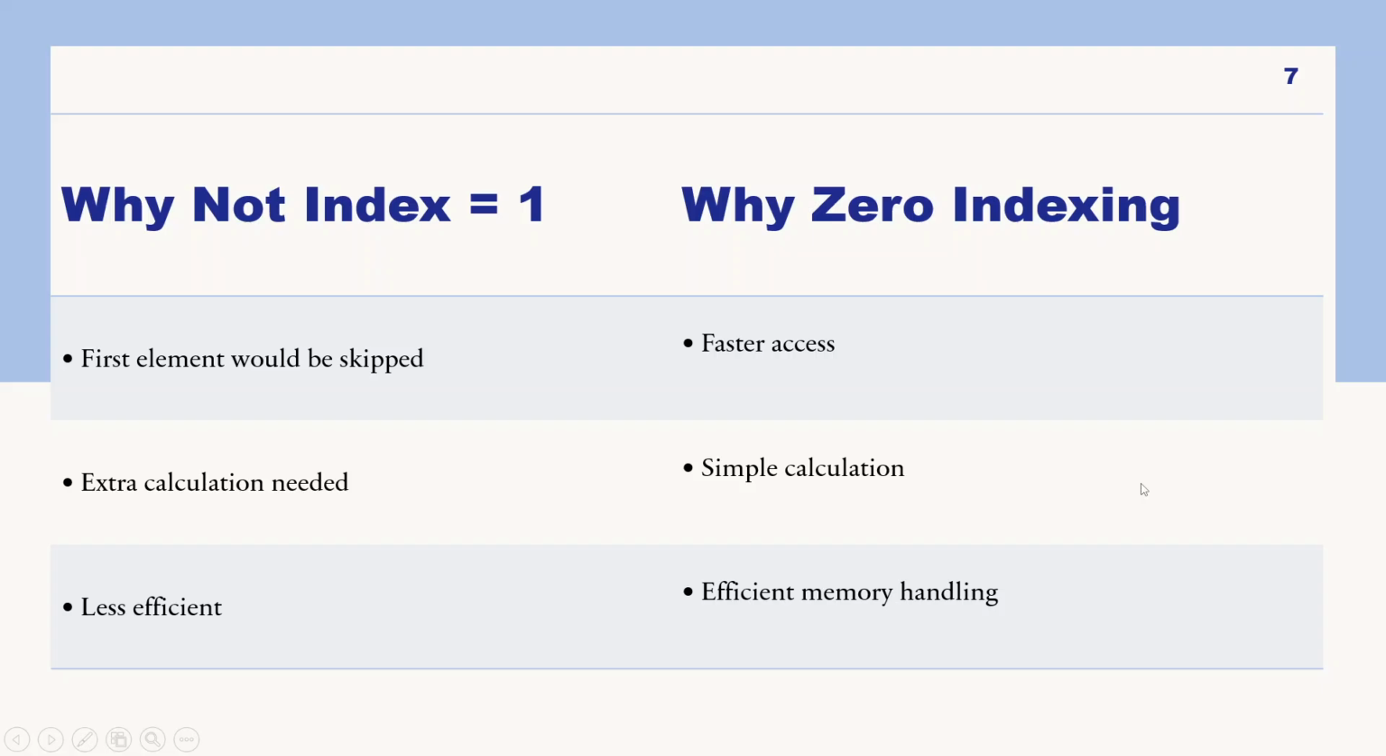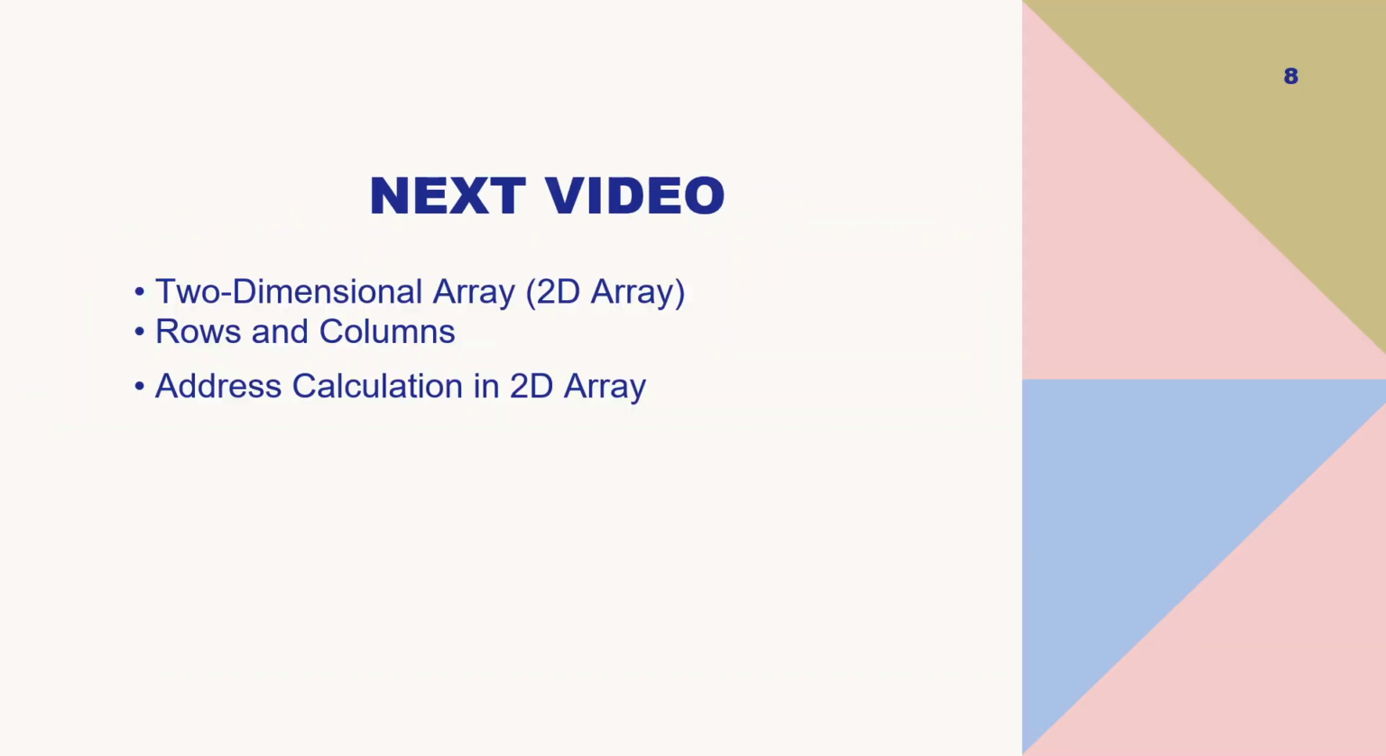So today we learned what is an array, example of an array, memory representation, and why the index starts from 0. In the next video, we will learn about 2D arrays, rows and columns, and address calculation in a 2D array.